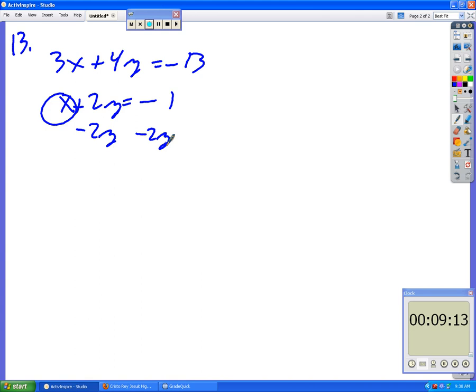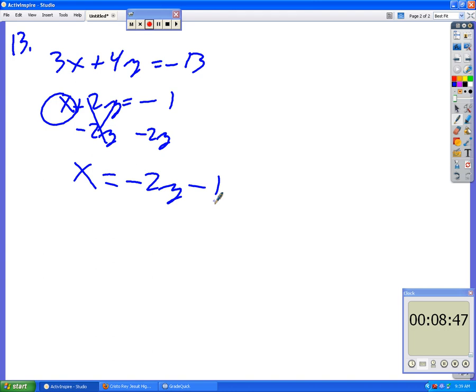Can I add this and this together? No, why not? They're not like terms. This has a y, this does not have a y. They're not like terms. These cancel. What's left on this side? Negative 2y. X is left on this side, and what does this side become? Negative 2y minus 1. You have to write both of them because they cannot be added together.